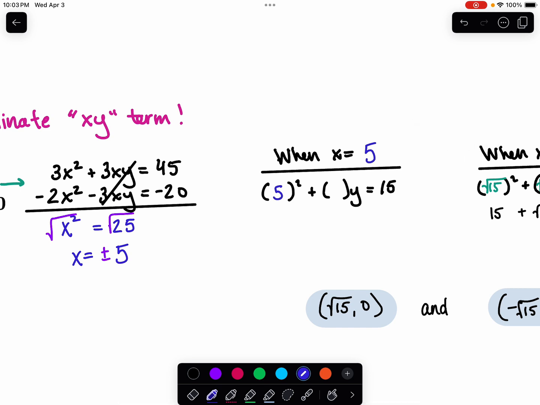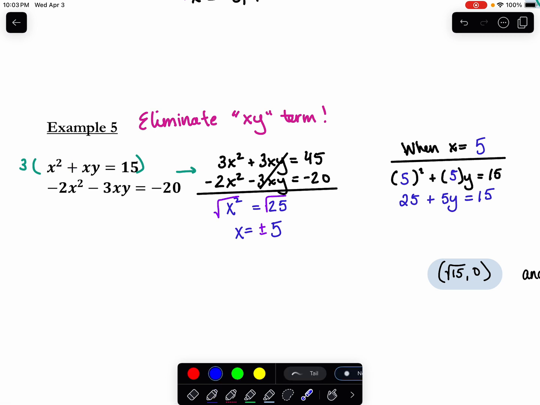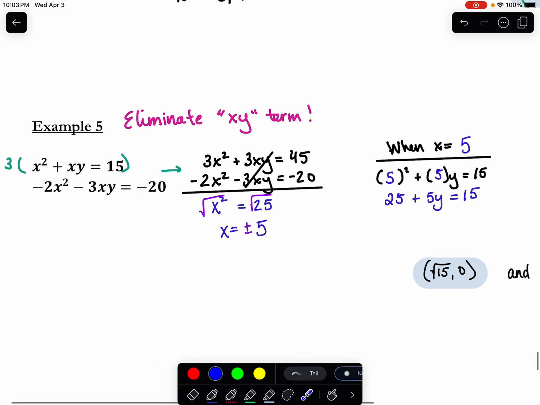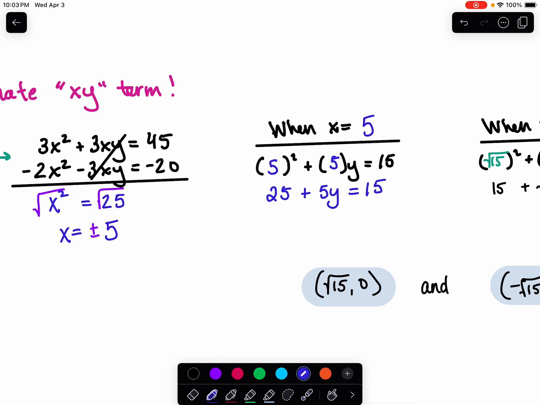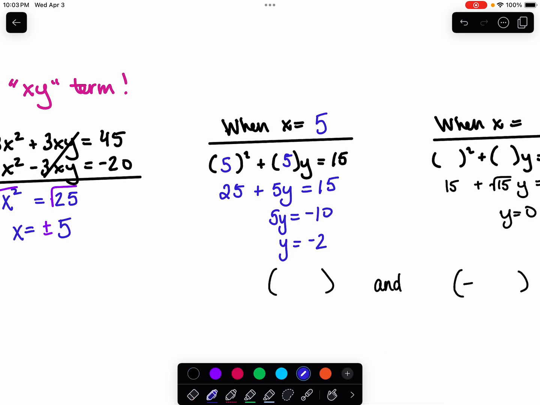So we're going to plug in 5 here and here. So we have 25 plus 5y equals 15. Oh yeah, I plugged it into the original one right here: x squared plus xy equals 15. So then we'll solve. We get 5y equals negative 10. So then y equals negative 2. Oops, sorry about that. I think I copied that over incorrectly. Make a quick adjustment there. All right, so then we get 5 comma negative 2 is one solution.